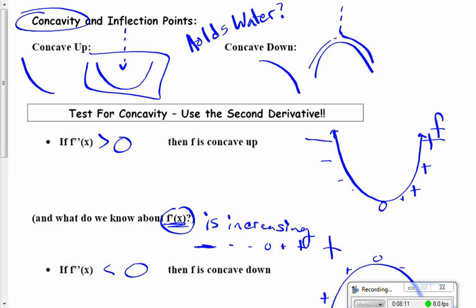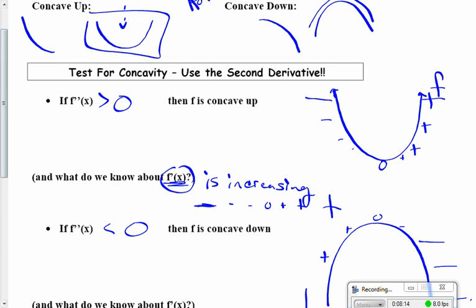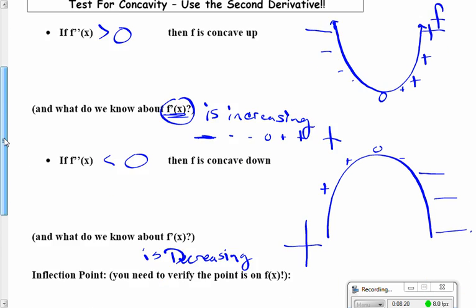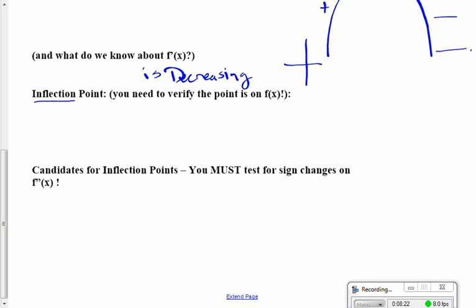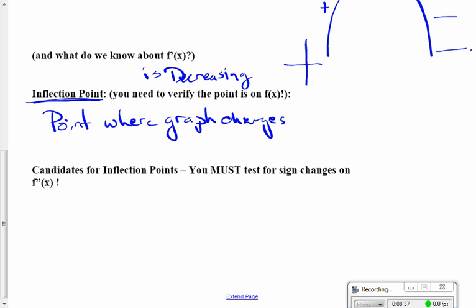So concavity tells us whether the derivative is increasing or decreasing, and the second vocab word for today is inflection point. An inflection point is a special kind of point where the graph changes concavity.